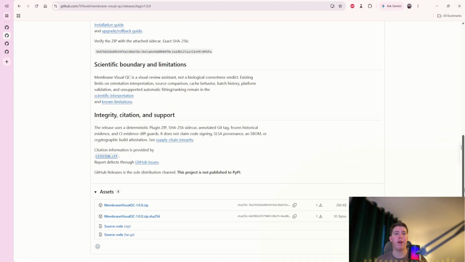A checksum verifies integrity against a trusted digest. It does not by itself prove publisher identity. For me, that distinction is exactly the kind of thing scientific software documentation should be explicit about.